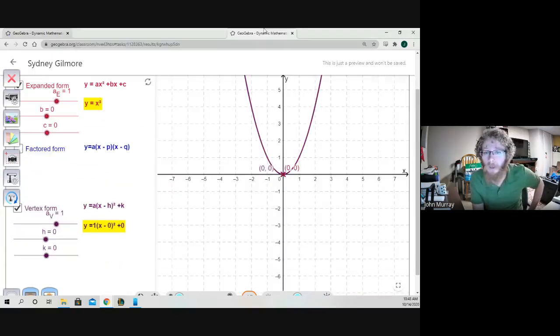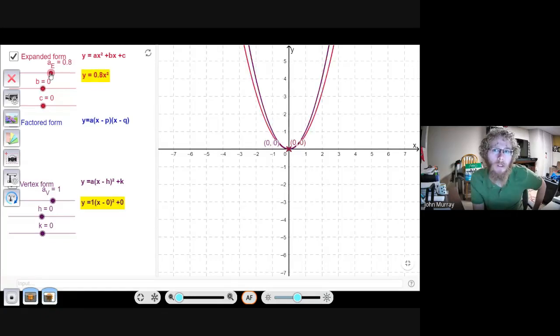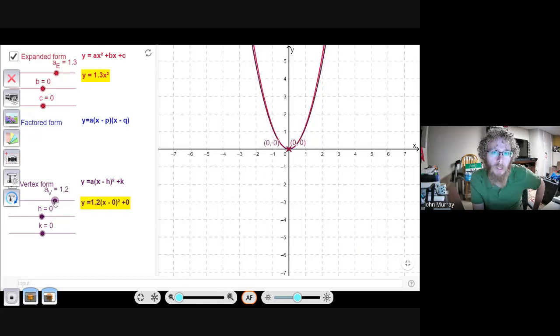Okay, so here we have our expanded form. With the expanded form, you can slide this around and see what happens to our graph, right? So with A, here I'm changing what A is. What I want you to do is change the A of the expanded form and the A of the vertex form and try to get them to the same number and see what happens to the graph.